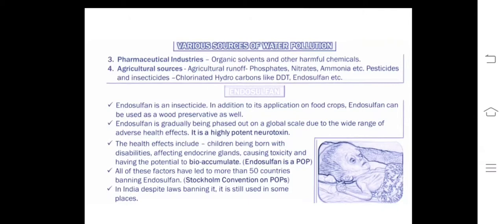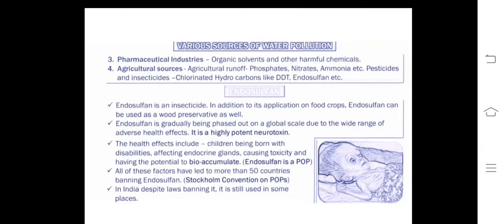It is a highly potent neurotoxin. Neuro means brain. Yes, it can produce some poisonous impact on your brain also. The health effects include children being born with disabilities. If you have more exposure to endosulfan, children can be born with many disabilities. Affecting endocrine glands also, toxicity and potential to bioaccumulate. Yes, I told you bioaccumulation and biomagnification in my earlier class. But don't worry, I will come with a fresh topic on bioaccumulation and biomagnification, because both terms are very important in UPSC prelims. All these factors have led to more than 50 countries banning endosulfan.